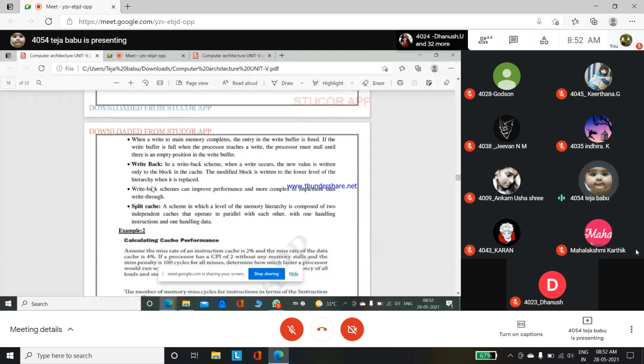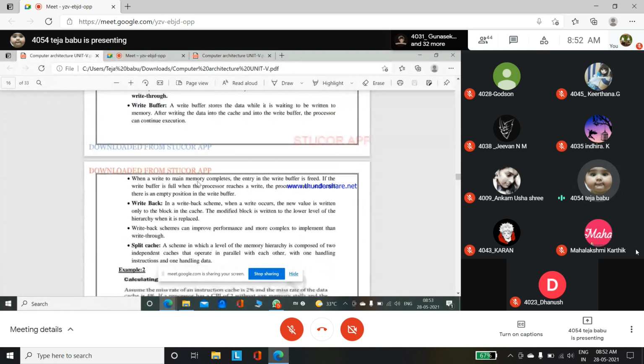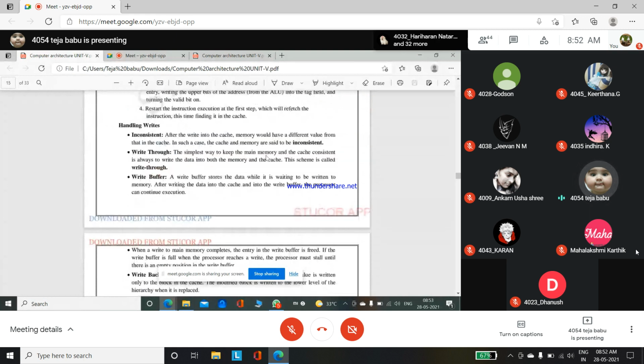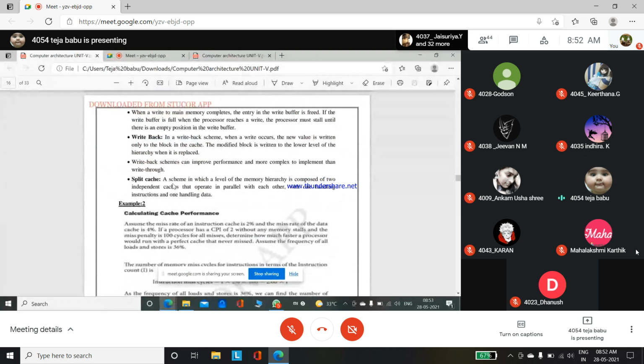Okay, next, write back schemes can improve performance. As we have discussed before, write back schemes can improve performance but are more complex to implement than write through. Write through, as we have discussed, is the simplest way to keep the main memory and cache consistent, as the data is stored in both. So write back can improve performance but is more complex to implement than write through.